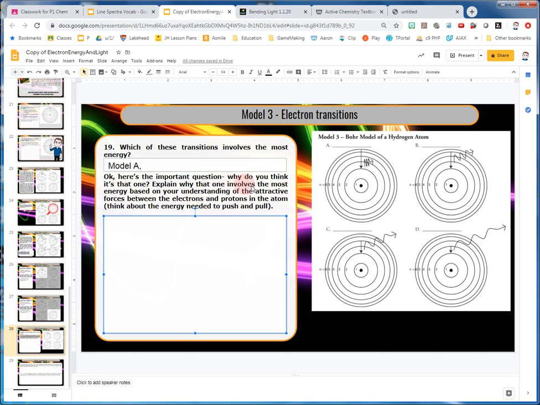Explain why that one involves the most energy based on your understanding of the attractive forces between the electrons and protons in the atom. Think about the energy needed to push and pull. Again, a couple different ways of thinking here, but say Model A's electron moves the farthest toward the nucleus.